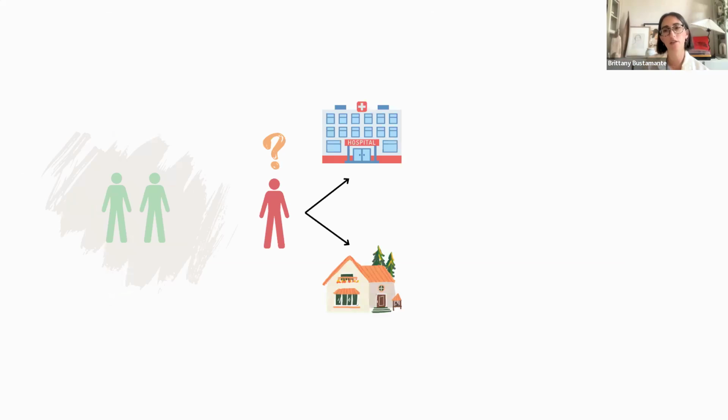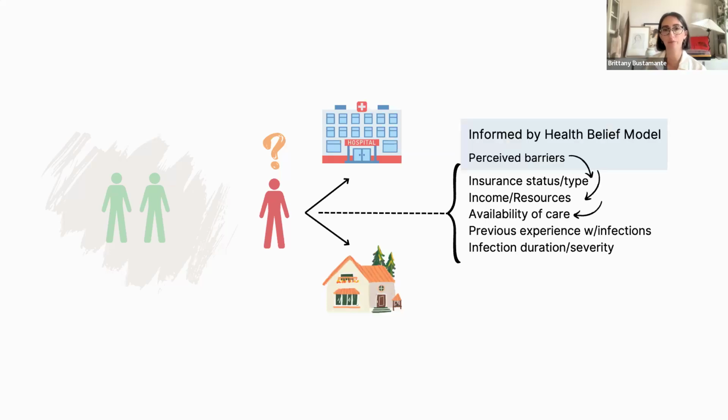And when this agent gets an infection, they have to make a decision. Do I go and seek treatment for this infection, or do I self-care at home? But this decision isn't just random, right? So the health belief model will tell you that this decision is informed by an individual's perceived barriers for seeking treatment. So that's one of the constructs of the health belief model. So what's their insurance status and type? What's their income and the resources available to them? And do they even have anywhere to go? Do they have a healthcare provider nearby?